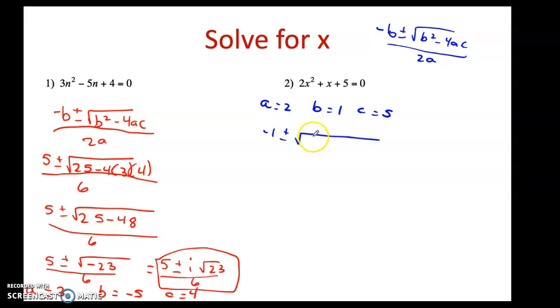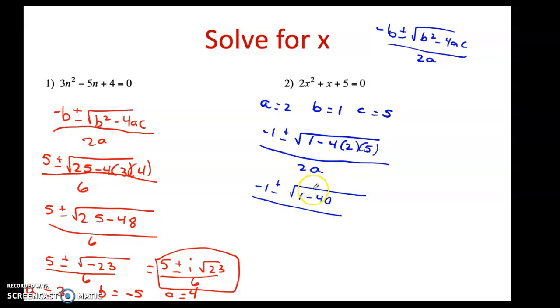square root of b squared, which is 1, minus 4ac, all over 2a. So we're going to have negative 1 plus or minus the square root of 1 minus 40. 4 times 2 is 8. 8 times 5 is 40. All over 2a, which was 2 times 2, which is 4.